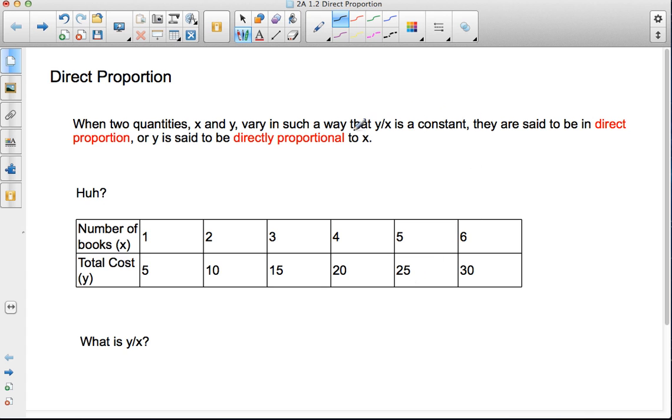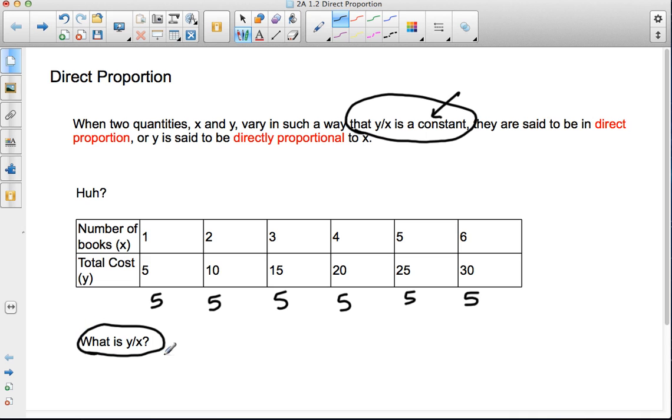Now, back to the definition, when y divided by x is a constant. So think about the word constant. What does it always mean? Let's take a look at these values then. Y divided by x. 5 divided by 1 is 5. 10 divided by 2 is 5. So on and so forth down the line. So if you take a look, y divided by x is always equal to 5. That 5 is a constant.